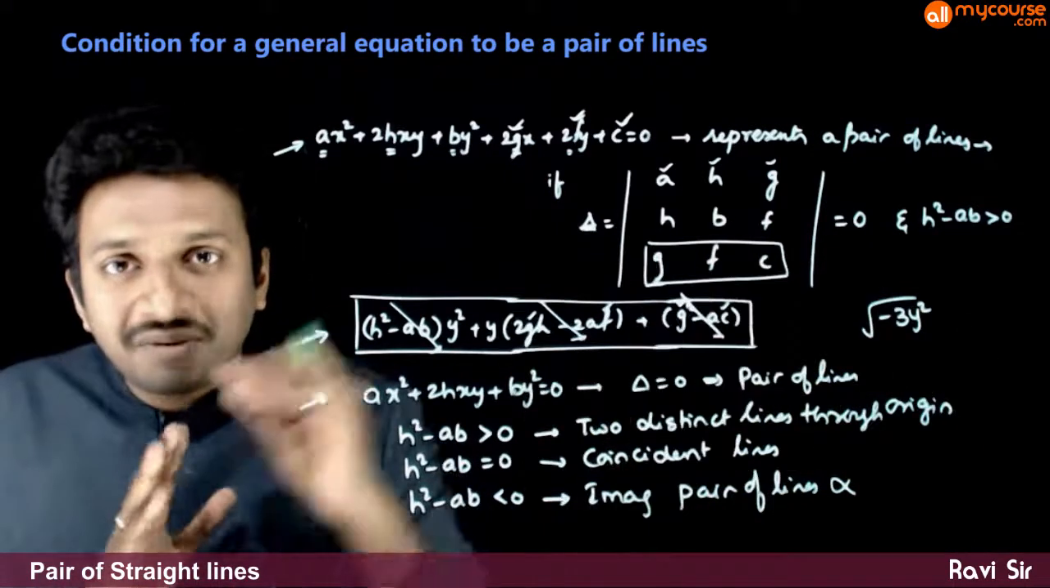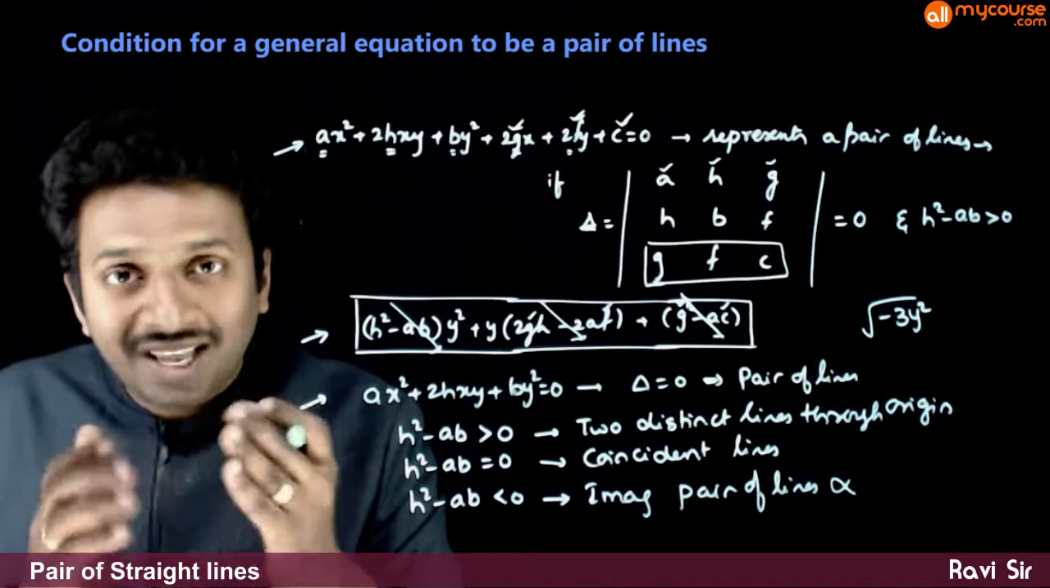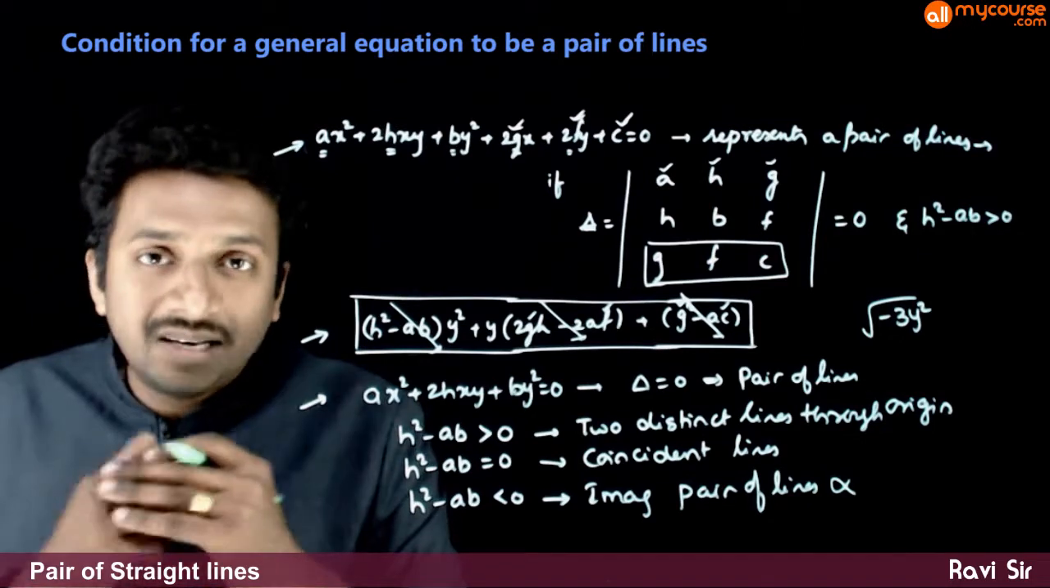So you get an i with y. That is not a pair of lines. That is not a line. So now let us go forward.